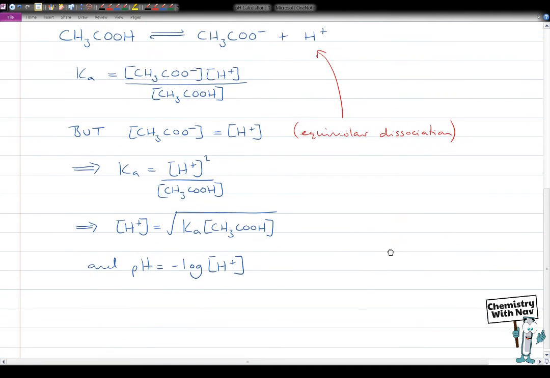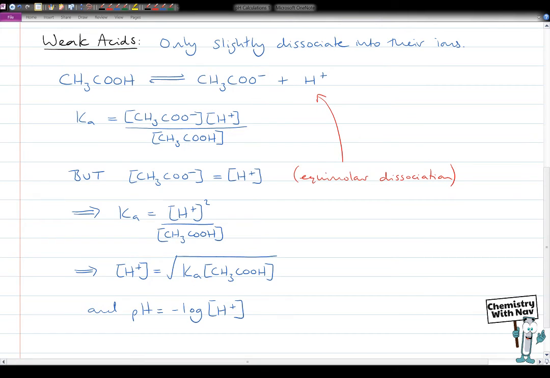So just remember that with your weak acids they slightly dissociate, that's an important word to put in there, and that if you rearrange your Ka expression successfully you'll get H+ is equal to the square root of Ka multiplied by the original acid concentration.